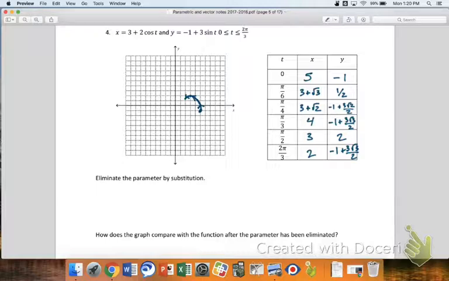Yes. I think that pi over 4, the t value is pi over 4. Yeah. Your table, the x value should be 3 plus root 2. Oh, the pi over 4. Oh, 3 plus root 2, you're right. I think I was skipping ahead and thinking about the root 2.